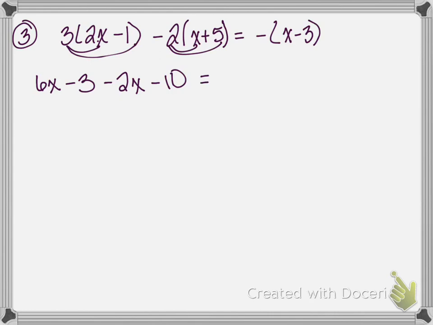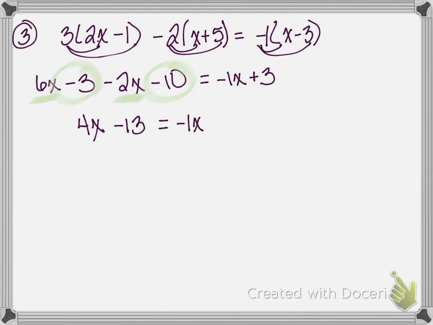And then my last, I am distributing -1 to both of these. So I have -1x plus 3. My next step right here is I have to take my 6x and my -2x, and I'm going to combine those. So I'm left with 4x. I'm also going to combine my -3 and my -10. -3 and -10 give me -13. So I'm left with 4x minus 13 equals -1x plus 3.